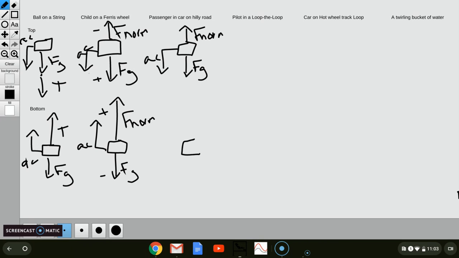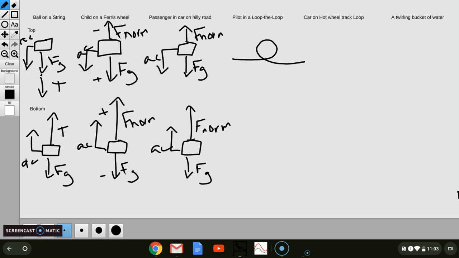At the bottom, we'll have our force of gravity down. We'll have our normal force up. It will need to be greater so that we get the centripetal acceleration again. All right, pilot in the loop-de-loop. If you don't know what the loop-de-loop is, it's simply the pilot, if he's flying like this, he just does a loop, like so.